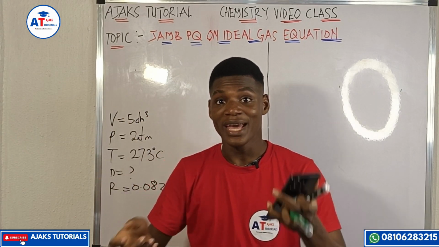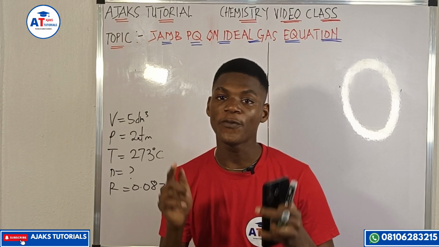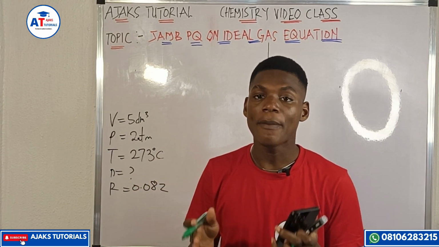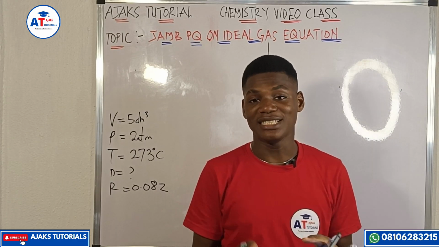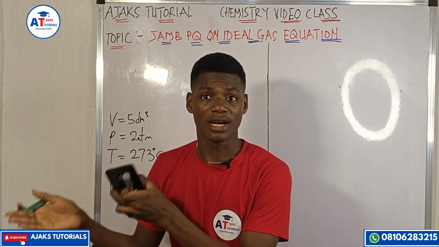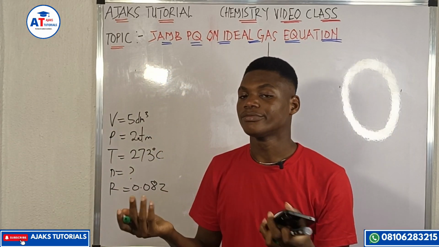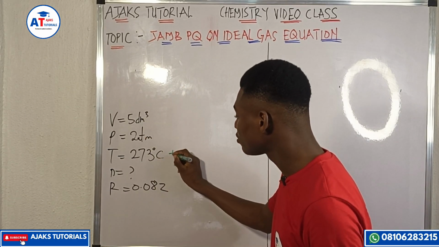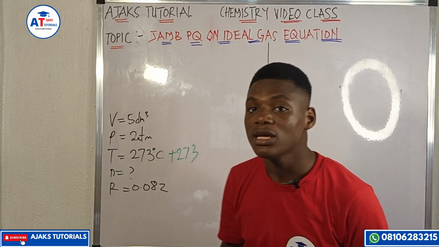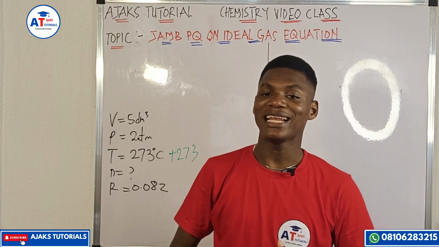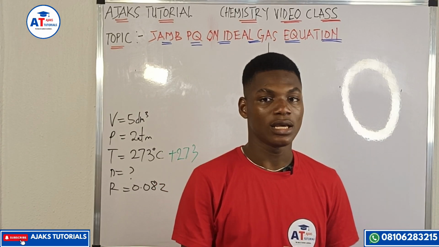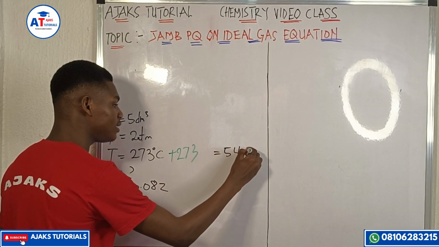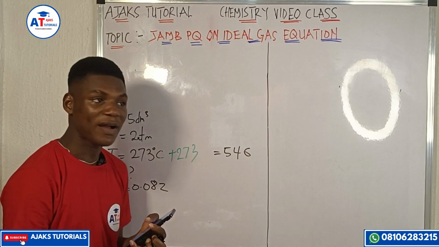It's an intentional value in the sense that they know that many students will fall victim of using T as 273. Most of them will see this and say, oh, I don't think I should use 273 again with Kelvin. No. You have to add it, because when using the ideal gas equation, your T has to be in what class? Kelvin. Good. So 273 plus 273 is what? 546 Kelvin.